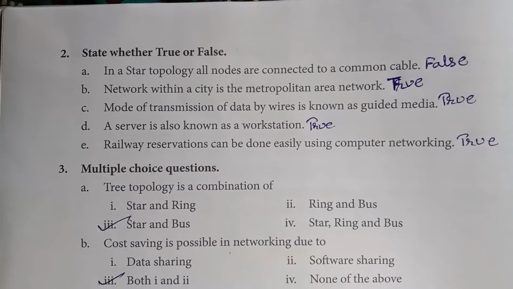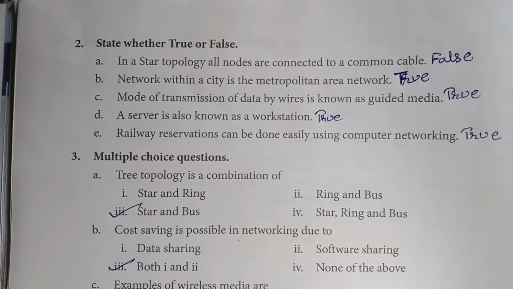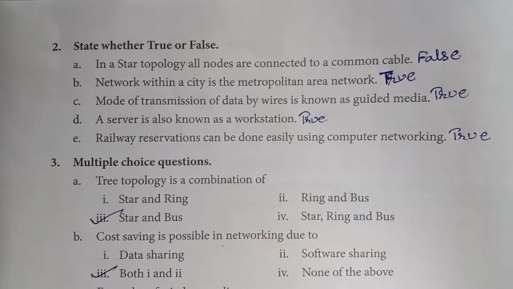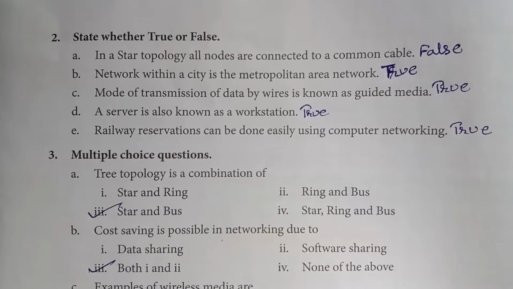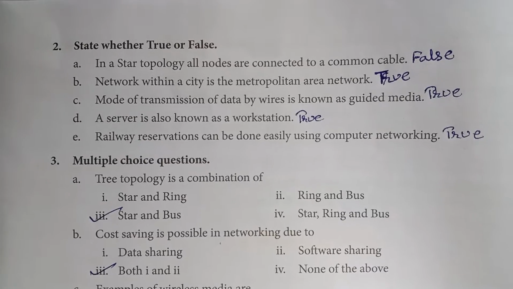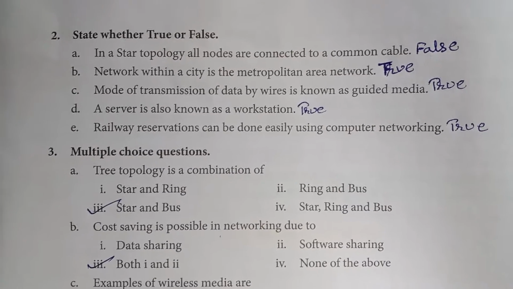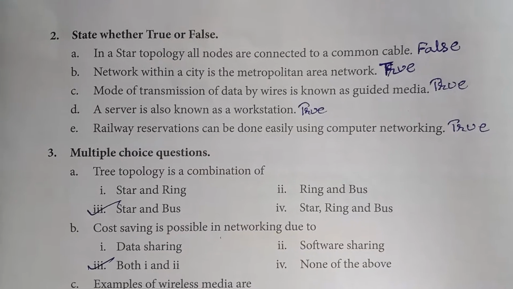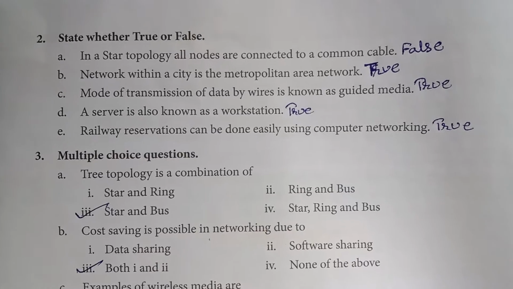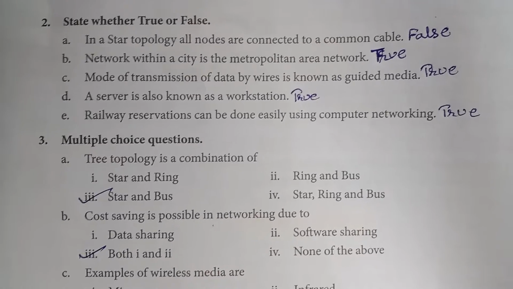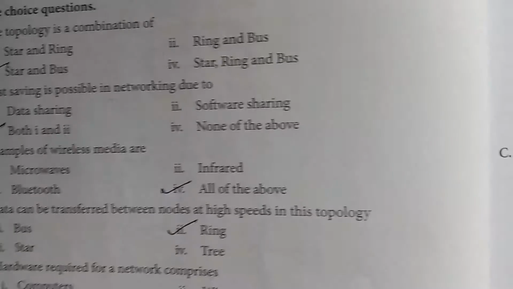True or false. In the star topology, all nodes are connected to a common cable. False. Network within a city is the metropolitan area network. True. Mode of transmission of data by wires is known as guided media. Yes. A server is also known as a workstation. Yes. Railway reservation can be done easily using computer networking. True. And we have to do the MCQs also, multiple choice questions.